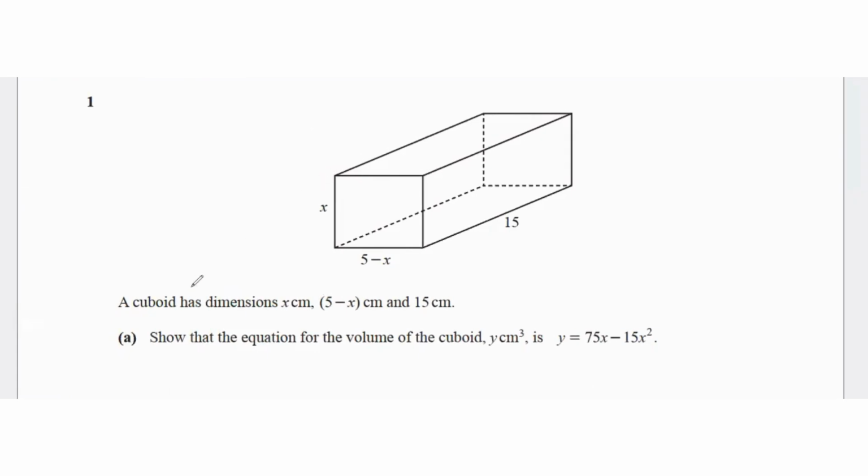For the first question, it says that the cuboid has the dimensions x centimeters, 5 minus x centimeters, and 15 centimeters. And we have to show that the equation for the volume of the cuboid, y centimeters cubed, is equal to 75x minus 15x squared.